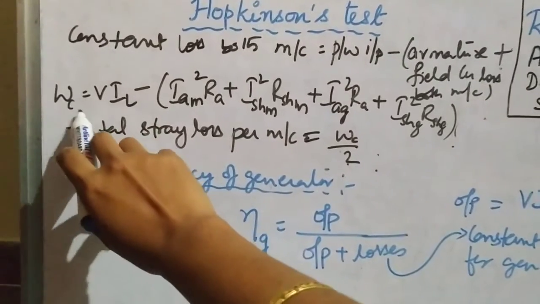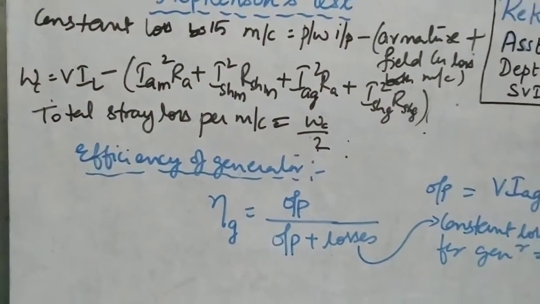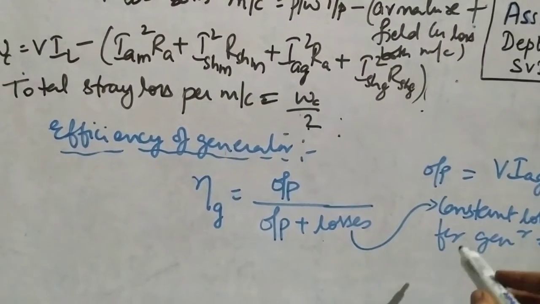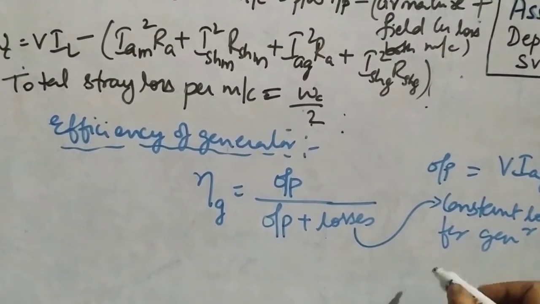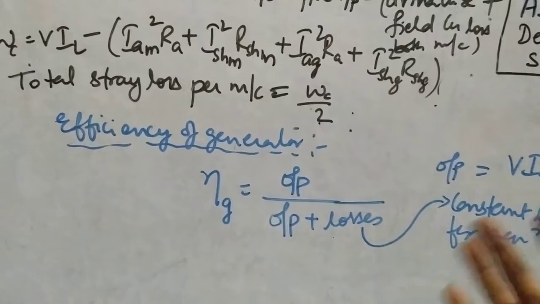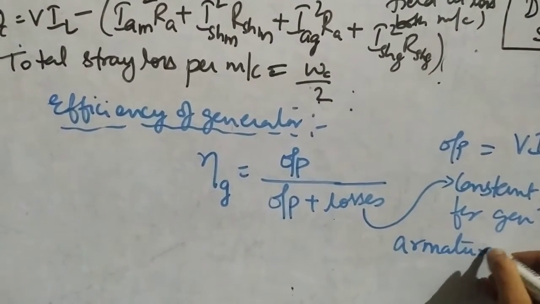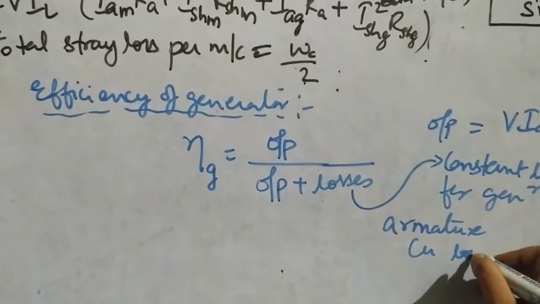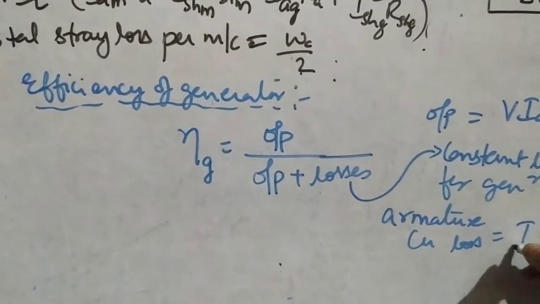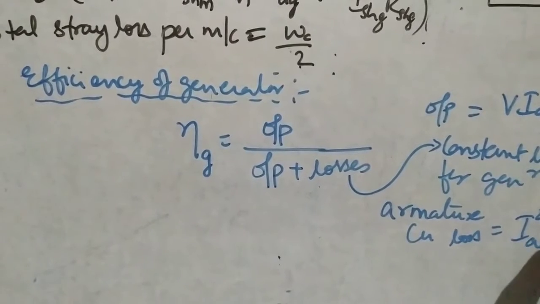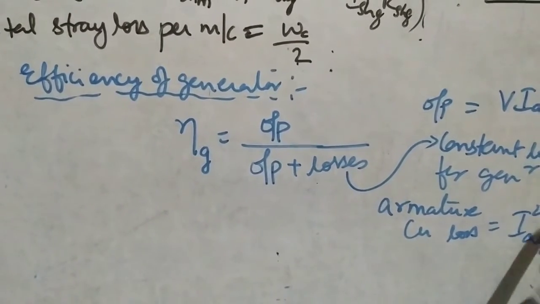This WC, divided by 2. Along with this constant loss, we have to include the variable loss also. What are the variable losses? Armature copper loss. Armature copper loss means again it is Ia square with respect to which machine? Generator. IAG square into RA.